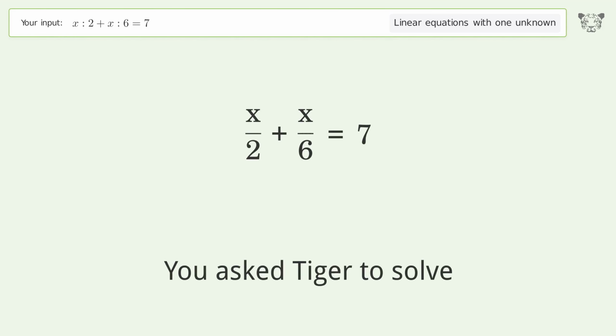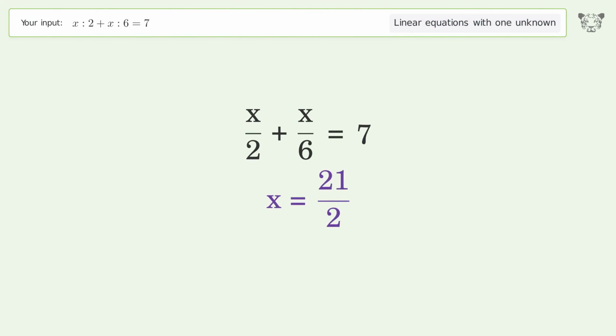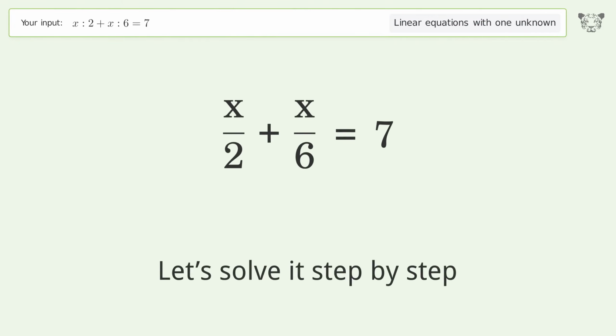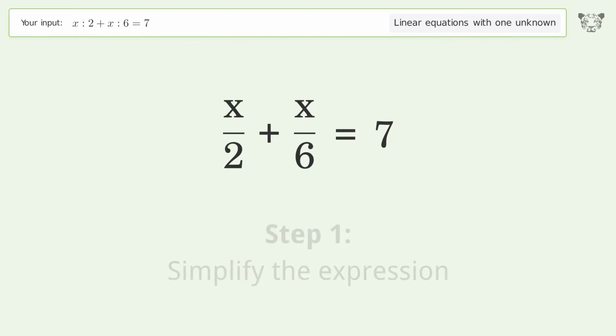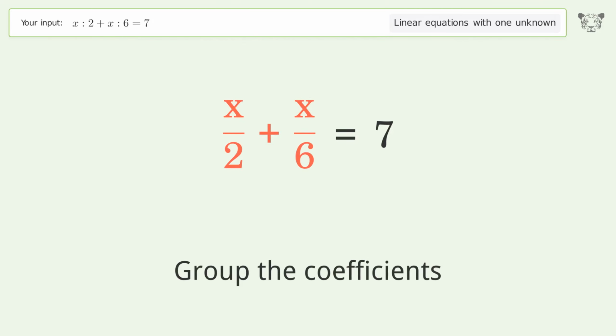You ask Tiger to solve. This deals with linear equations with one unknown. The final result is x equals 21/2. Let's solve it step by step. Simplify the expression. Group the coefficients.